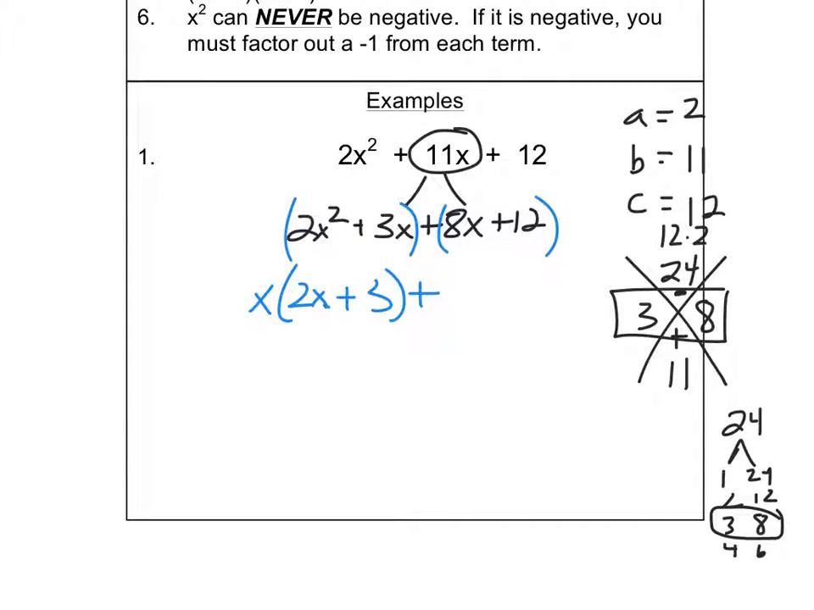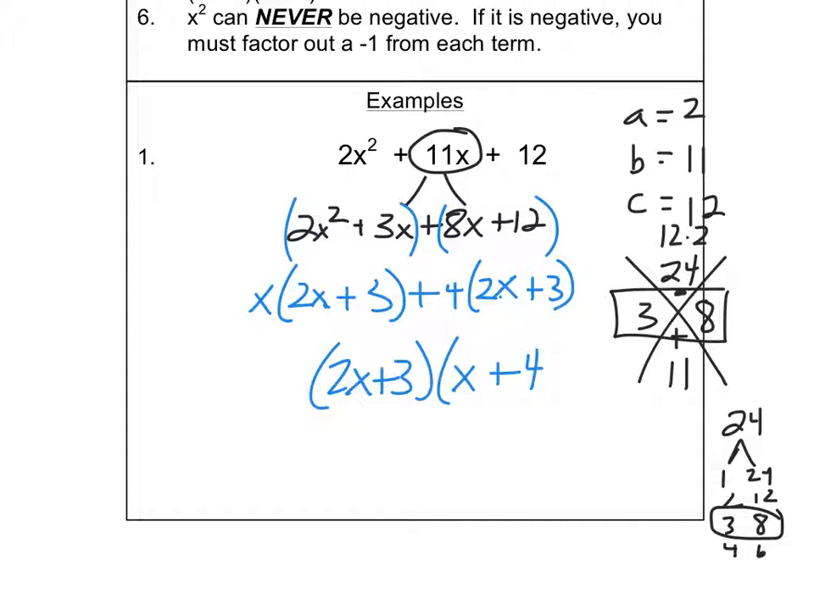The biggest number that goes into 8 and 12 is 4. Okay, 8 divided by 4 is 2. Had an x, and they didn't take it, so I still have it there. And then 12 divided by 4 is 3. Okay, so they have a 2x plus 3 in common, and an x plus 4 left over.